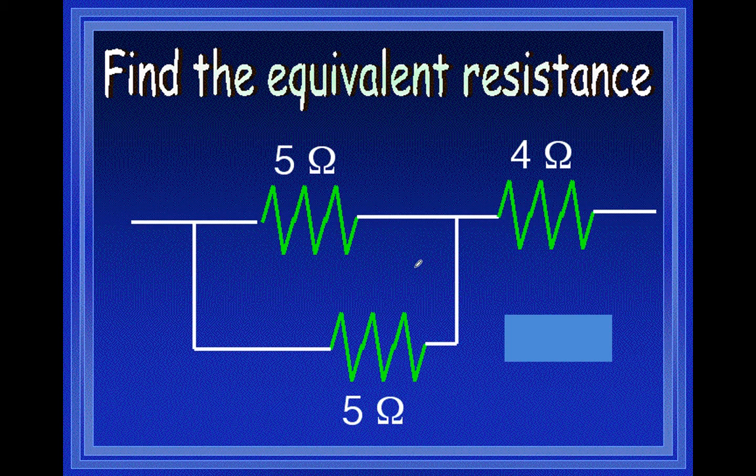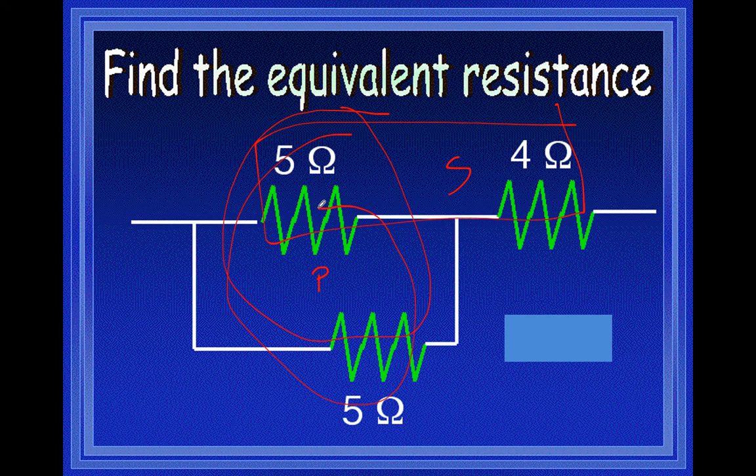Okay, now look. What is this? This is a parallel right here. This is a parallel. But this guy is out here on its own. But when we combine these and get our new answer, it will be in series. It'll be in series with this guy. So we do this right over here. 1 over 5 plus 1 over 5 is 2 over 5. Take the reciprocal. This entire thing over here is really 2.5. 2.5 plus 4 is 6.5.